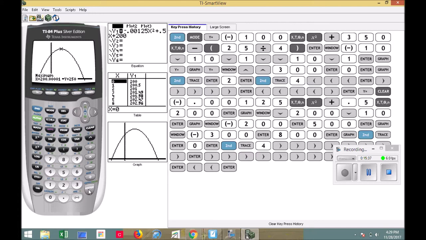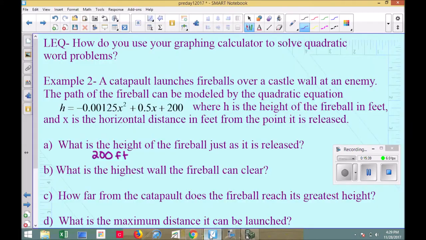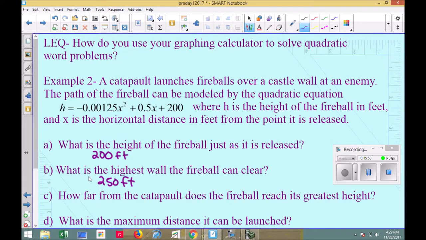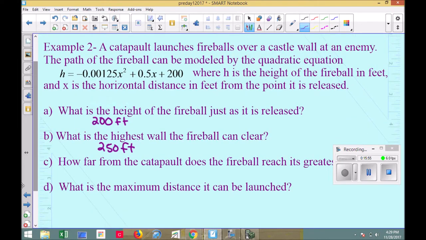So back to the question. What is the highest wall the fireball can clear? That's the height. So that's the y part of the vertex, which is 250 feet. And how far from the catapult does the fireball reach its greatest height? That's the x part of the vertex, which is 200 feet.